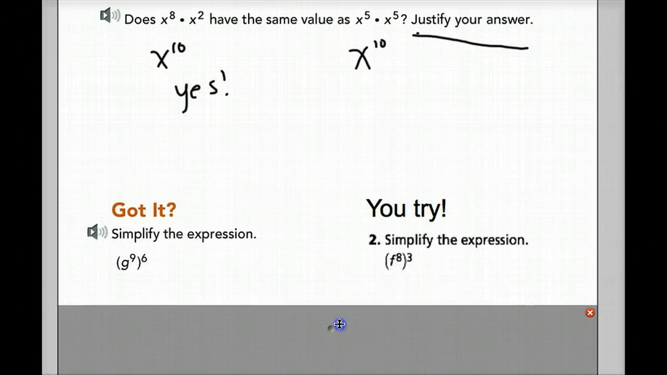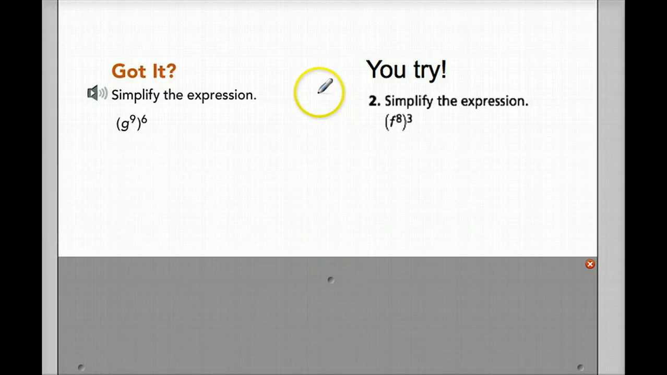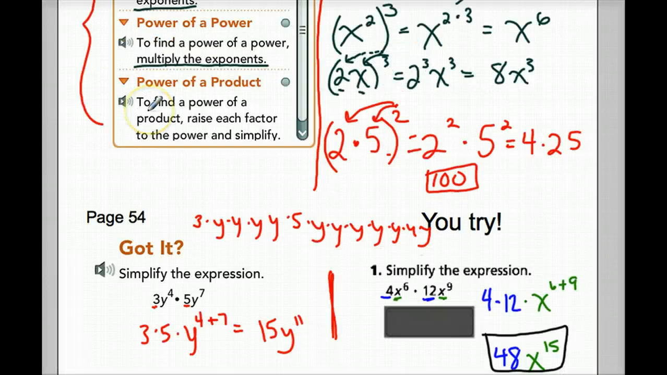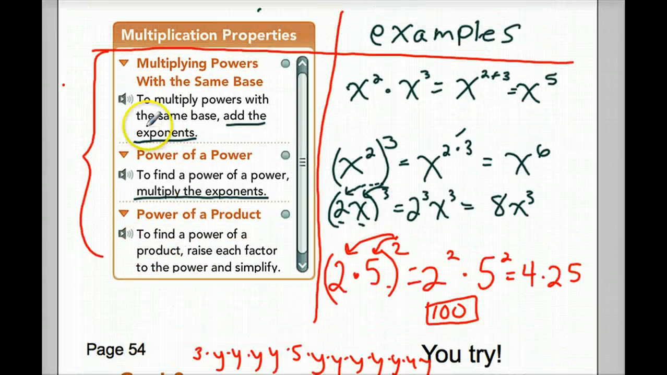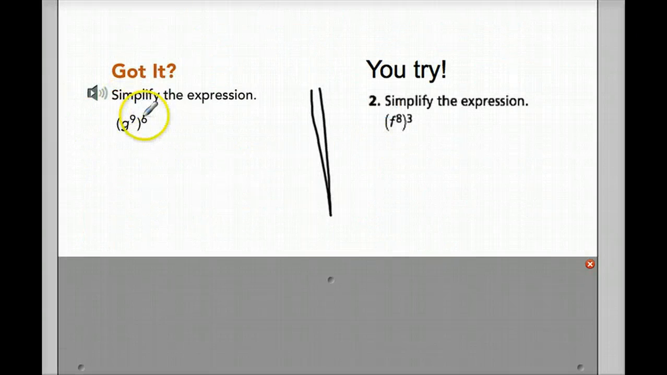Next, Got It and You Try. If you want to take the time now to write that You Try over here, I like to split these boxes in half because they give you way too much room. So simplify the expression. And this is what we were talking about at the very top up here. Power of a power right here. You notice, oh, this time we're going to multiply our exponents, not add them. So multiply when you see the exponents stacked on top of each other.